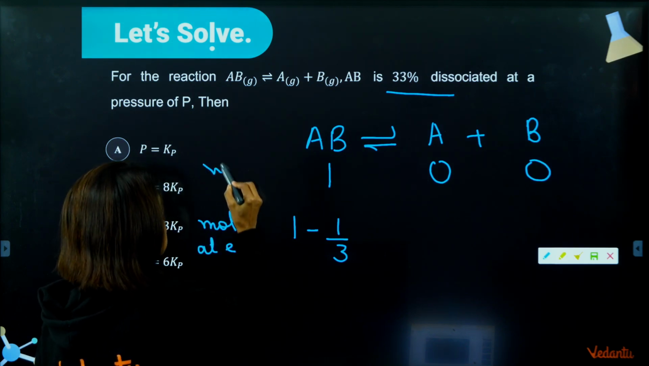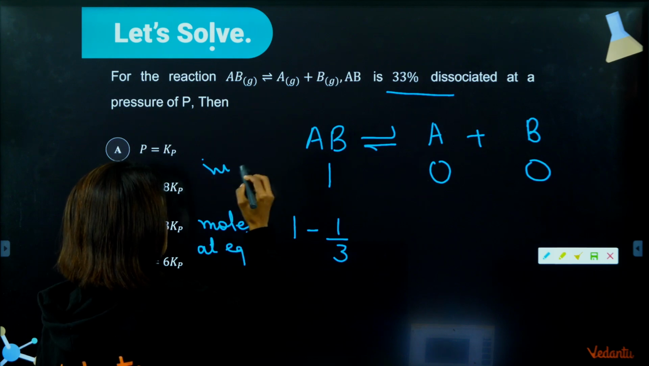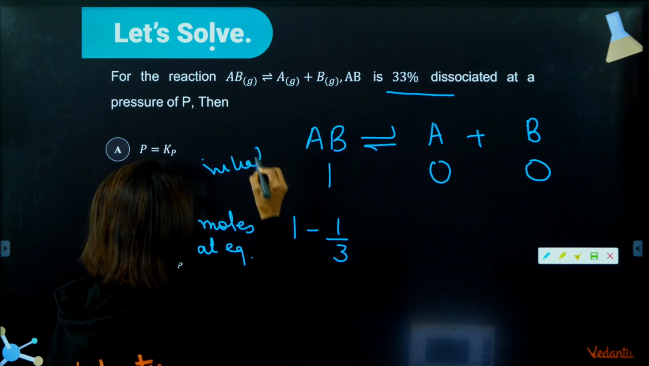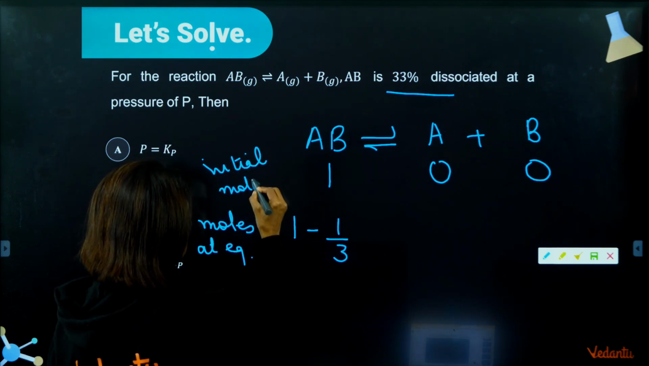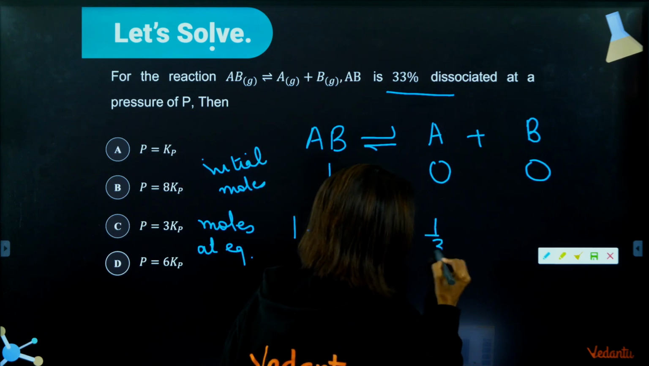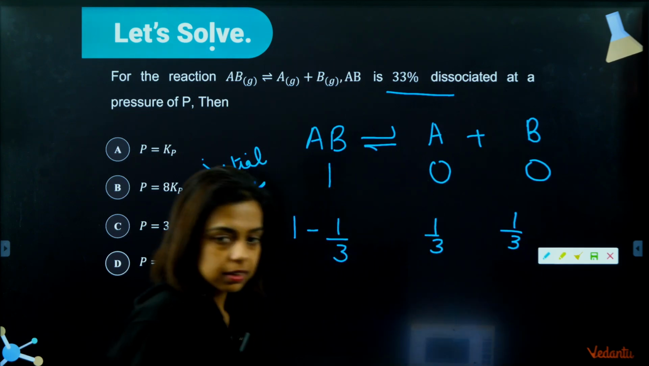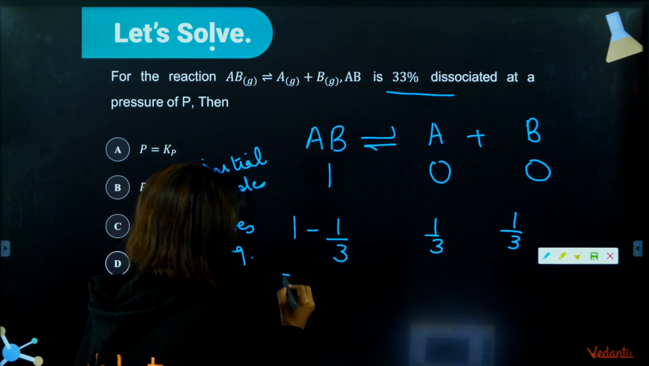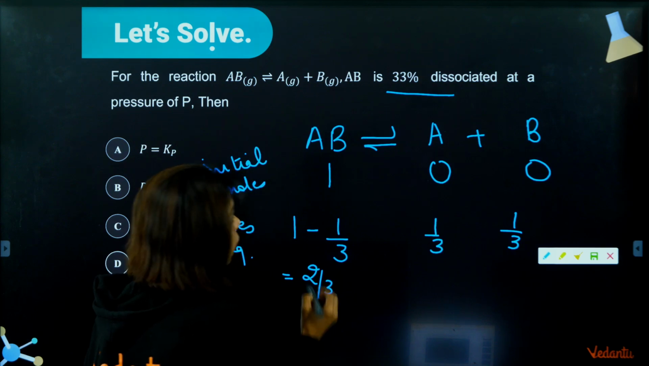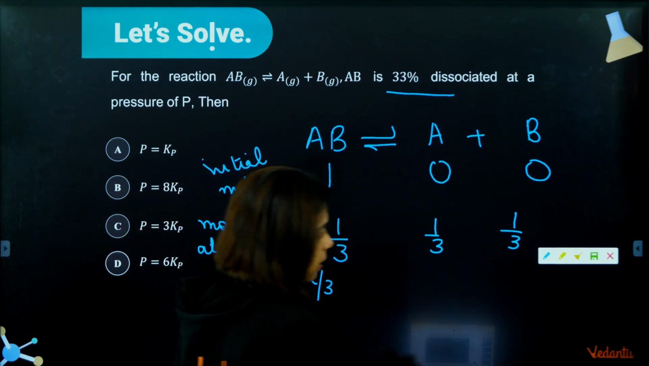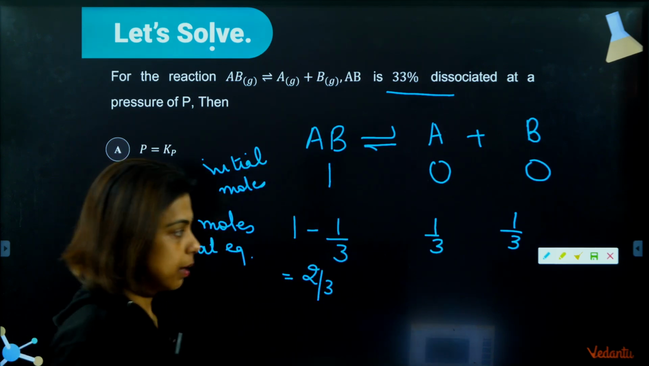These are the initial moles. And it is 1 by 3. This is 1 by 3. Right, guys? These are the moles at equilibrium. So I have 2 by 3 moles of AB at equilibrium and 1 by 3 and 1 by 3 moles of each A and B at equilibrium.